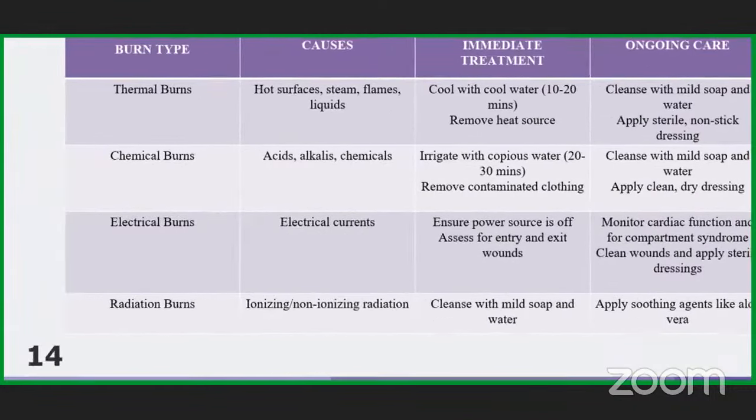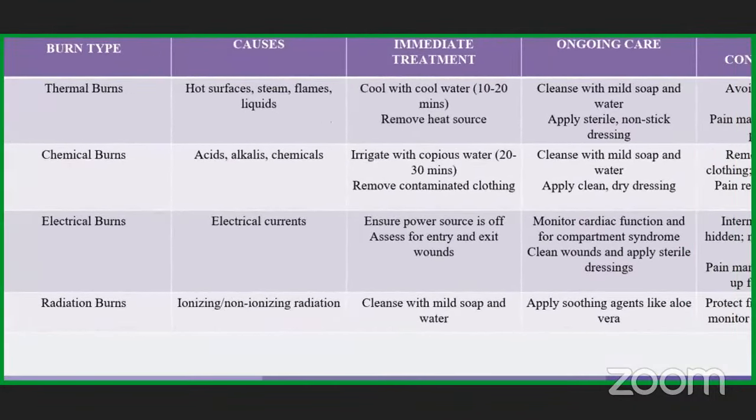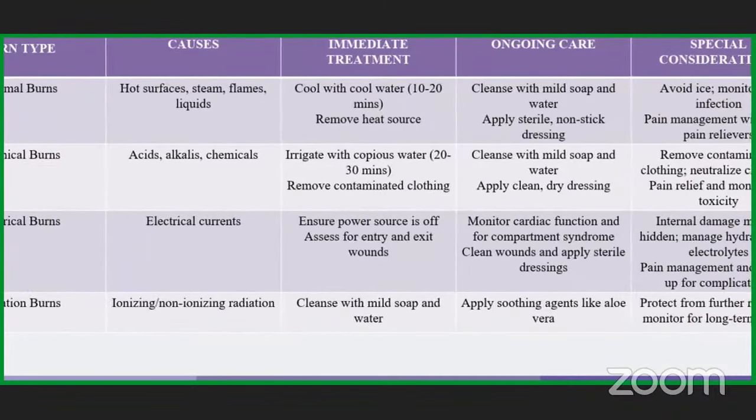Pain management. Radiation burns: ionizing and non-ionizing radiation are the causes. Immediate treatment is to clean with mild soap and water. So basically, from this slide, what you should understand is that for any burn, be it thermal, radiation, electrical or chemical, and however deep it is, you should wash with running tap water. That's all. You don't do anything extra. With immediate care, all you do is wash the wound with running tap water.